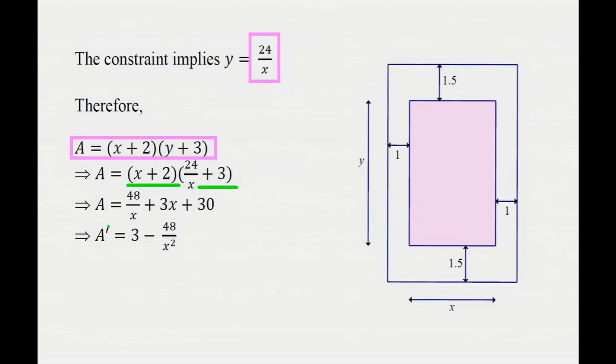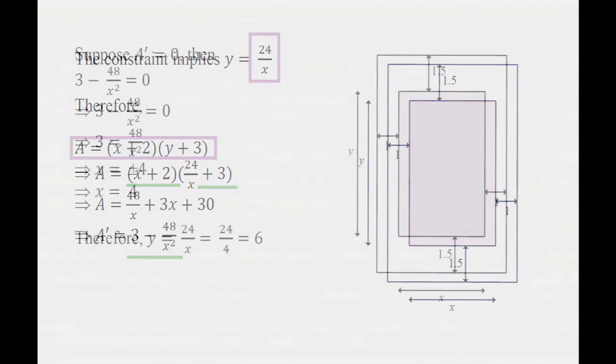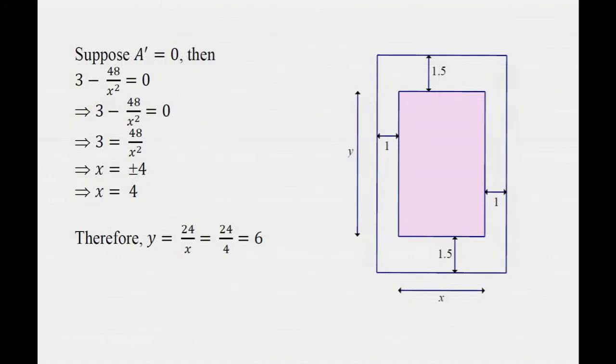Now, we're going to find the derivative of A with regard to X. And if you do it carefully, you will get this: 3 minus 48 divided by X squared. So the derivative of A is 3 minus 48 divided by X squared. Now, we're going to set A prime equal to 0, which would imply 3 minus 48 over X squared is equal to 0. And we'll have to solve for X. The algebra isn't that difficult, and you will see that X will turn out to be plus or minus 4.